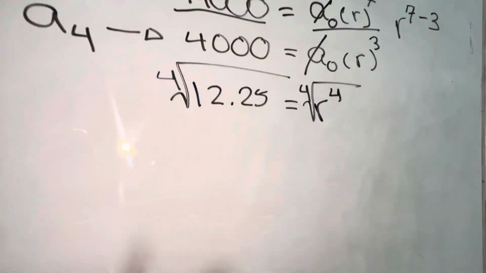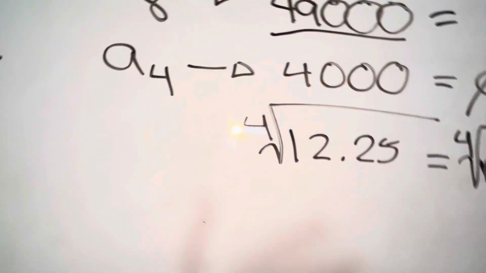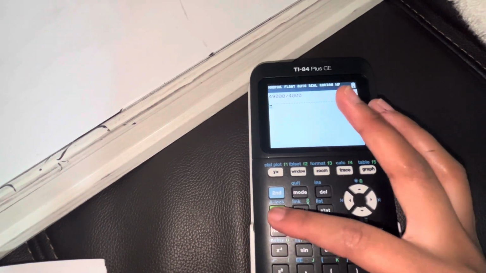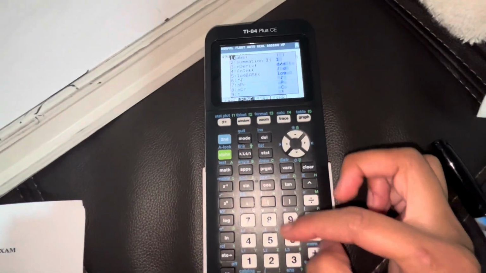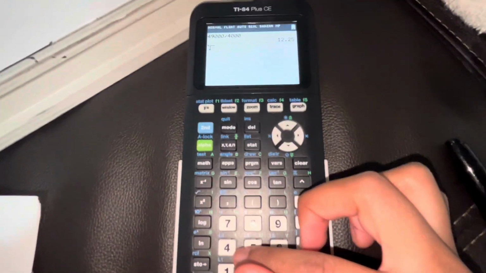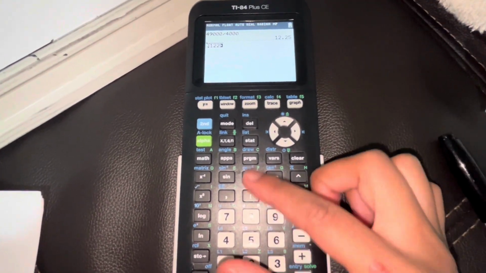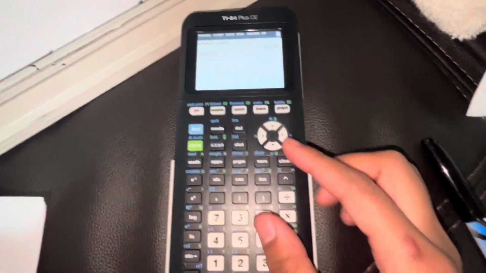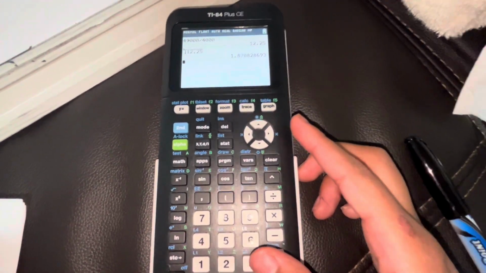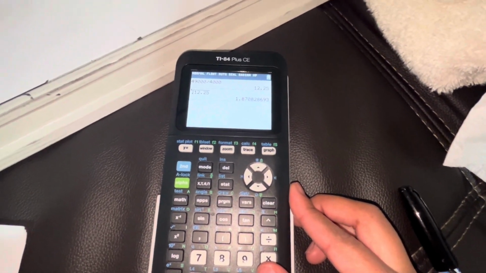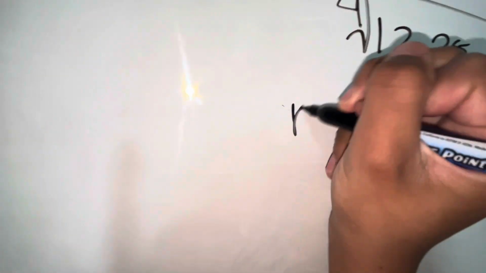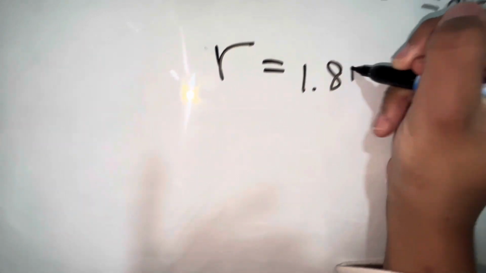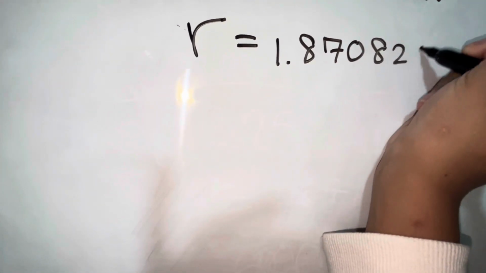Now we're going to have to try to put it into our calculator. So how do we find r? You're going to press alpha window, alpha window. You're going to press 6, because that's how you put in your own numbers, and then 4. Then you put 12.25, because that's the number you're putting into the root. And then you get 1.870828693. So r equals 1.870828693. That is your r.